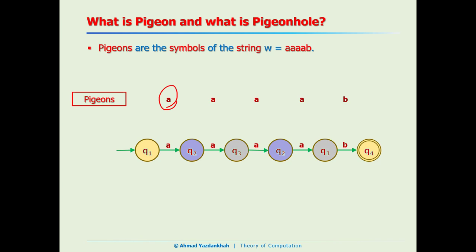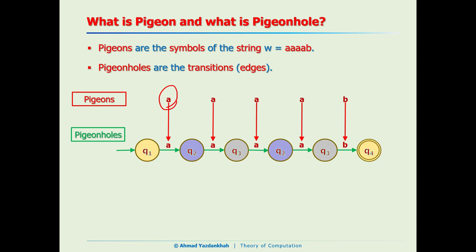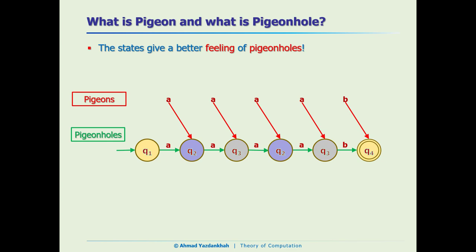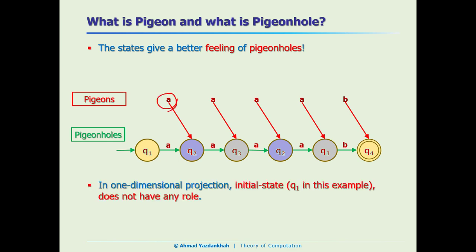And what are the pigeonholes? Yeah, we can consider them as the edges. So these edges can be considered the pigeonholes. But wait a minute, transitions or the edges don't look like the holes we are looking for to put some pigeons in, right? Okay, so no problem. We can switch to the states as well. Now we know what the pigeon is and what the pigeonhole is. Because every edge like this ends at a state like this.